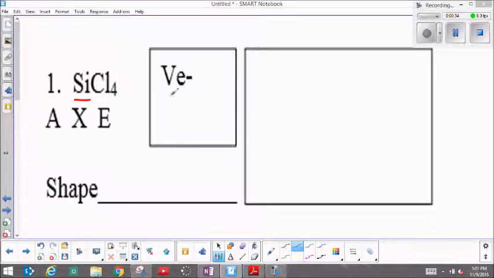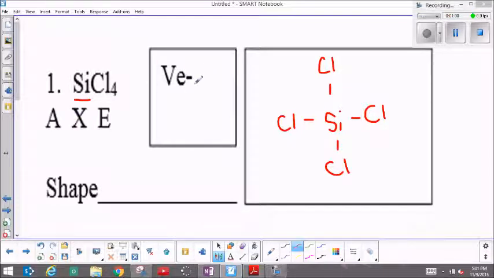See, there's 4 Cls. The loner goes in the center. So whoever's alone is in the center. And then I connect however many elements I have off of that central atom. So I have 4 of those. That's why I'm making 4 Cls.